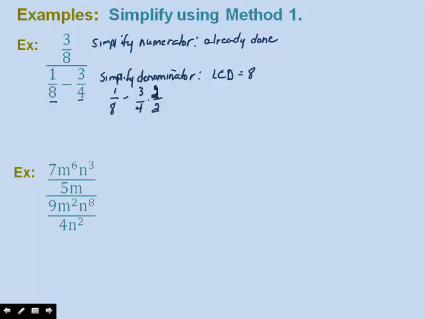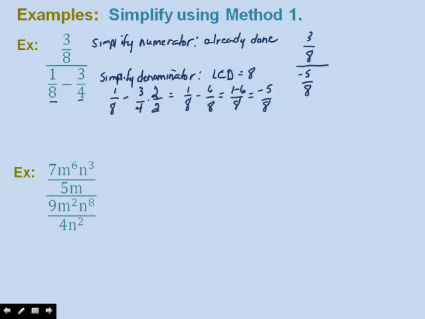So we're going to multiply the numerator by the same thing. Now we have 1/8 minus, and if we multiply our numerators here, we get 6. Multiply our denominators, we get 8. That gives us 1 minus 6 over 8, or -5/8. So there's our simplified denominator. So now we have 3/8, which was our original numerator, and our simplified denominator is -5/8.